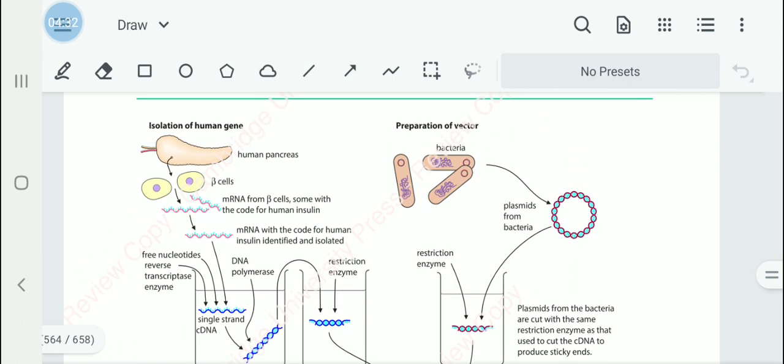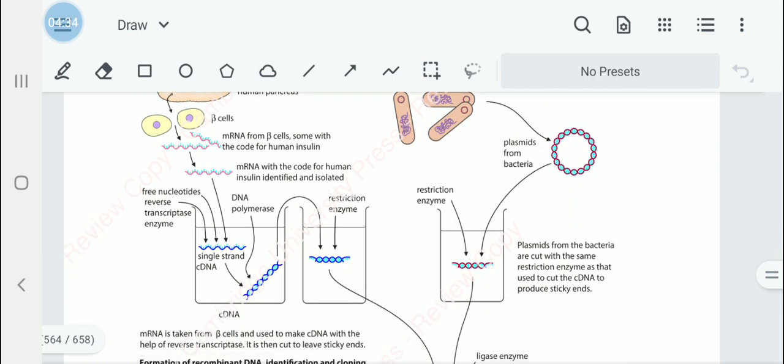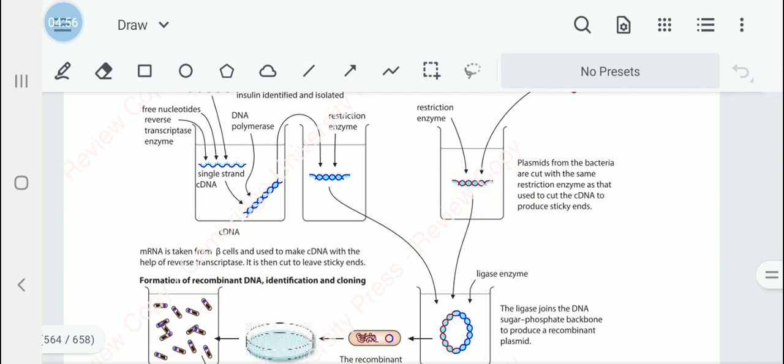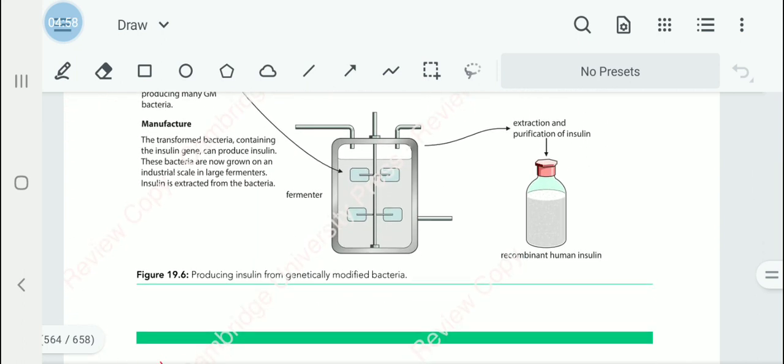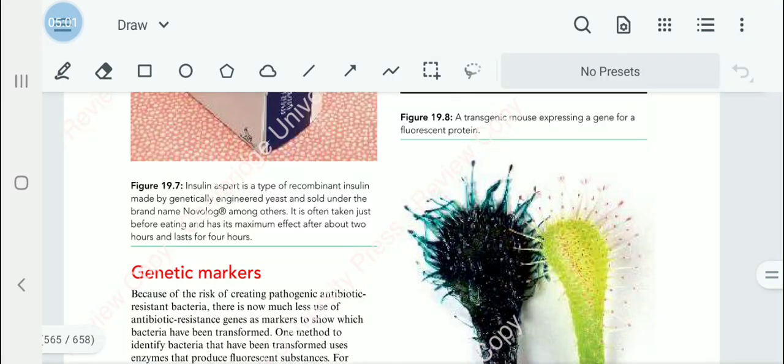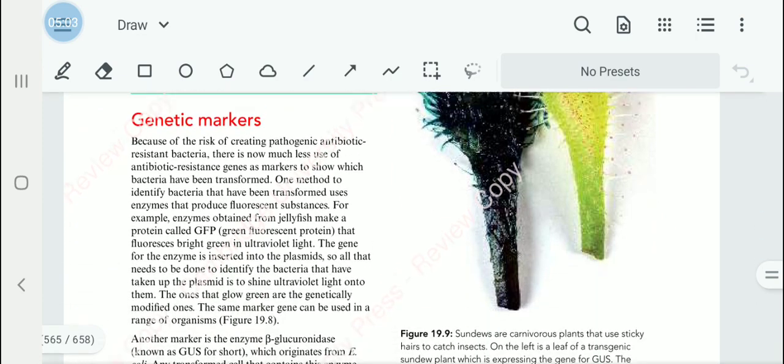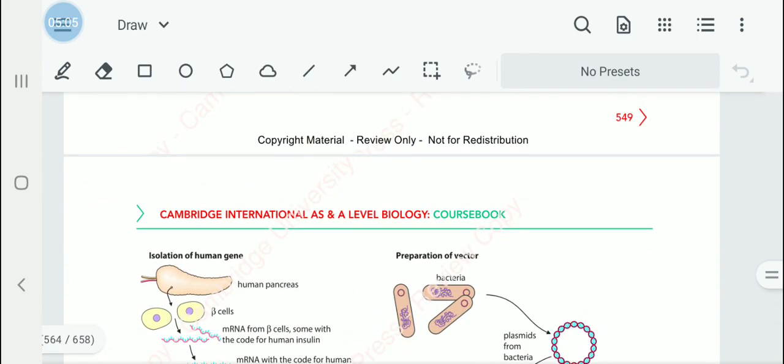Here, as you can see, from the beta cells, mRNA is obtained, and using the reverse transcriptase enzyme, it will be turned into a single strand of DNA, and then using DNA polymerase, it would be turned into double-stranded DNA, right? After that, the process that I explained would take place. Now, write down a note on that before we go on to genetic markers.